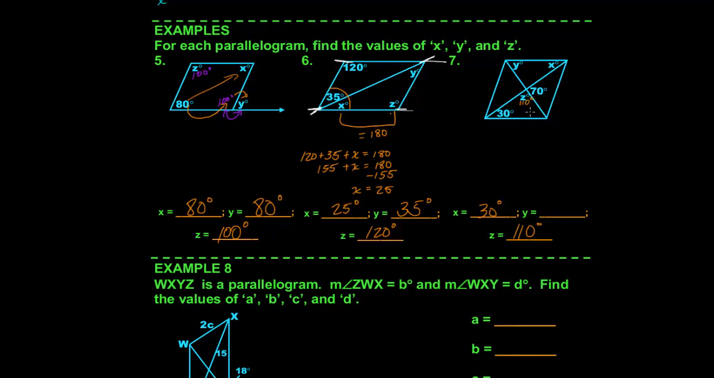So if z is 110, this is 30, we can now find this one because we have a triangle. The sum of the interior angles of a triangle is 180. Here we have 140, so what has to go here in order to add up to 180? 40. We can go back to just like what we did before with this x and 30, y and 35. We now have y and 40 on this parallelogram.